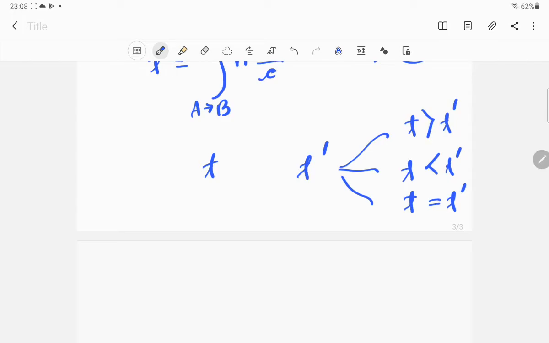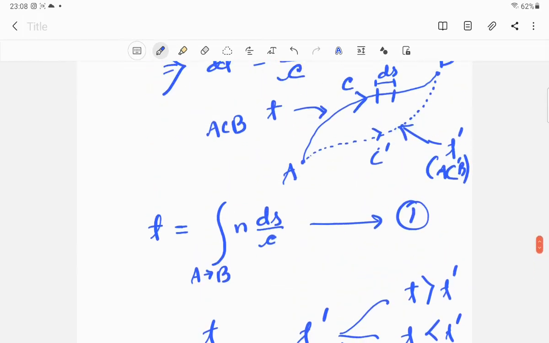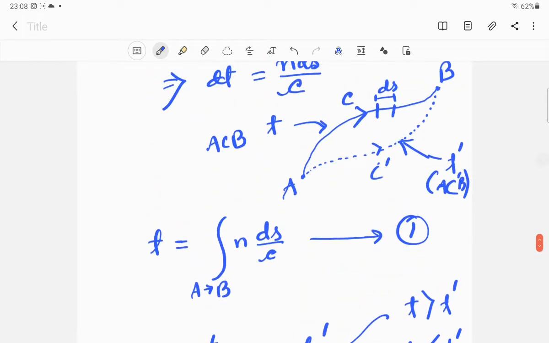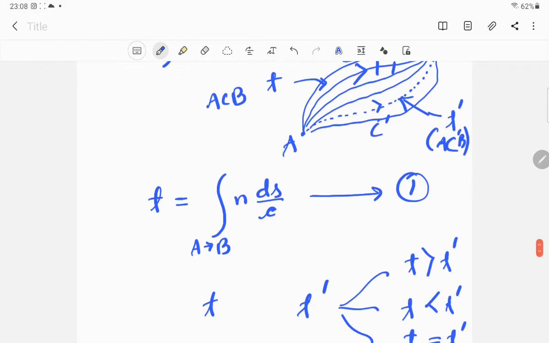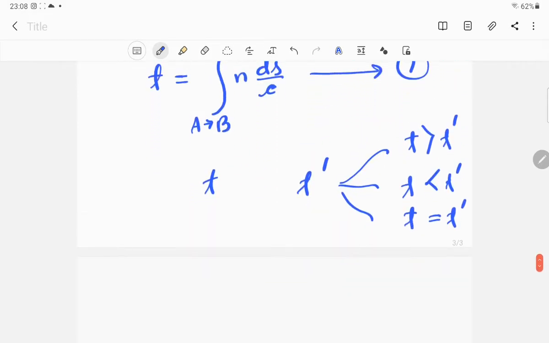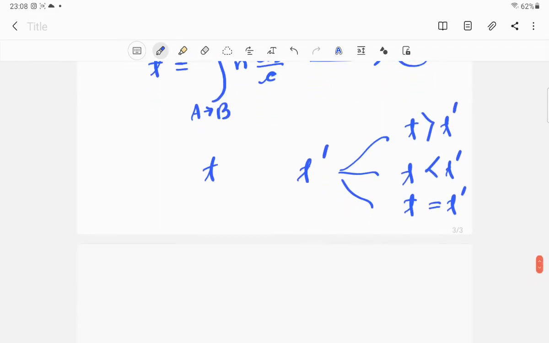So according to Fermat's principle, out of the many paths connecting these two points, the light may follow that path for which the time taken is an extremum. In this case I have shown only two paths, but there can be many more paths like this. We have so many options available, but we can take only that path for which it is an extremum. So how to decide that?